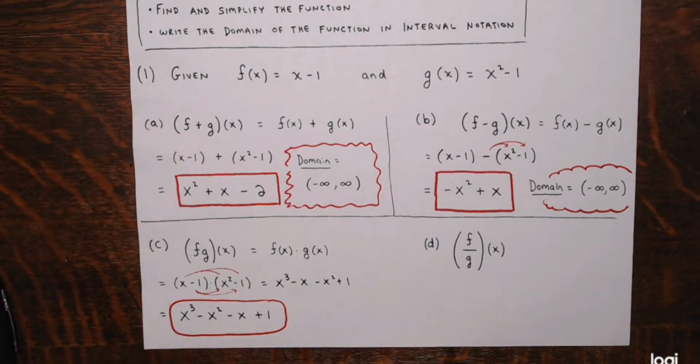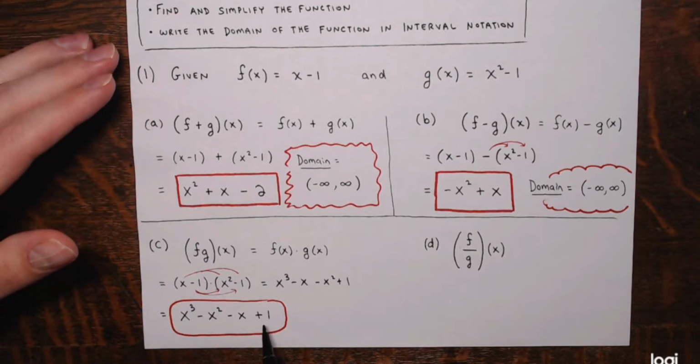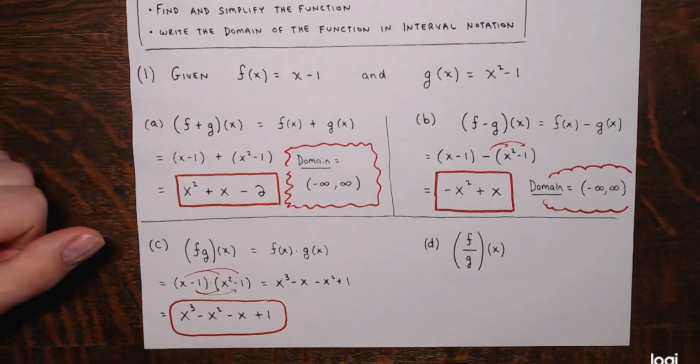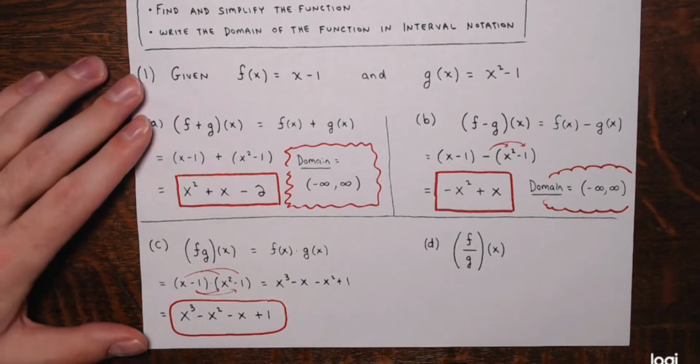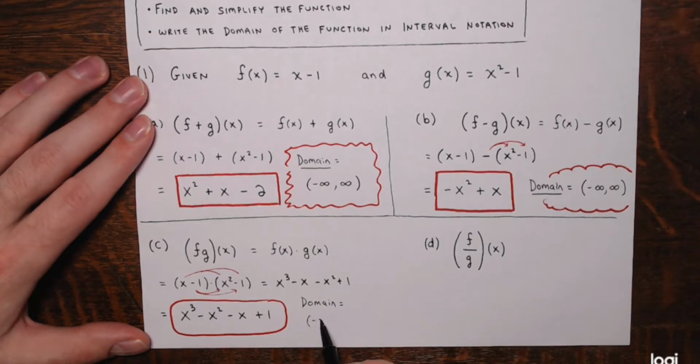Great. So there's the calculation of the output for this new function fg, or f times g. Very easy. And once again, the domain of this function is all real numbers. There are no denominators that could be 0. There are no even roots of variable expressions. So in interval notation, that's from negative infinity to infinity, with parentheses on the ends.